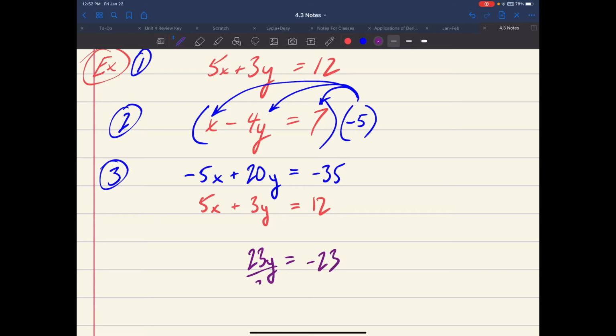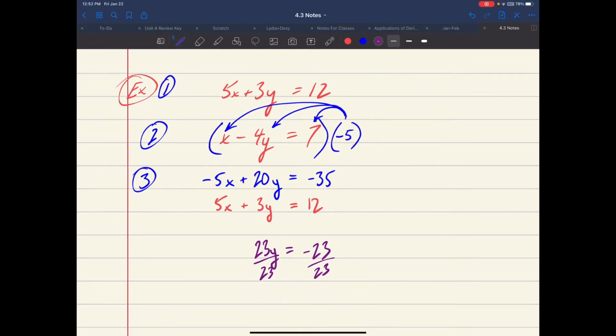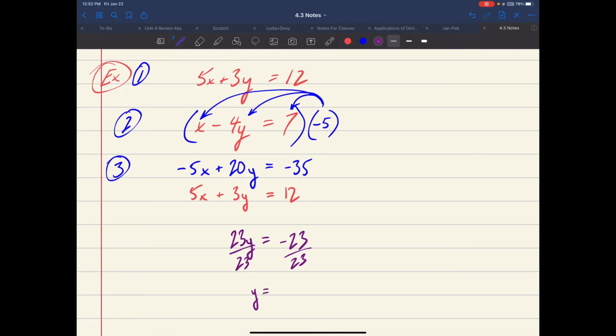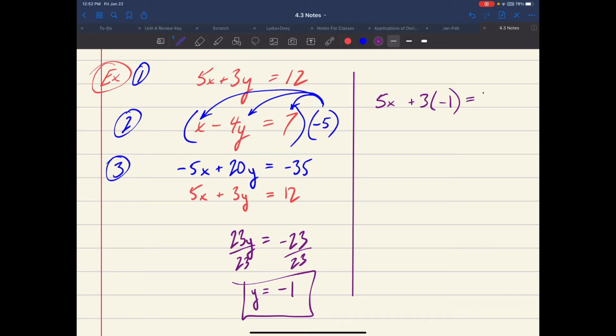And so we divide by 23, and the y value is just negative 1. Okay, so now we go for the x value. It doesn't matter which equation I use. I'm just going to use equation 1 because it's right there and not messed with a whole lot. So I would go 5x plus 3 times negative 1 equals 12. And I just solve this as I always would.